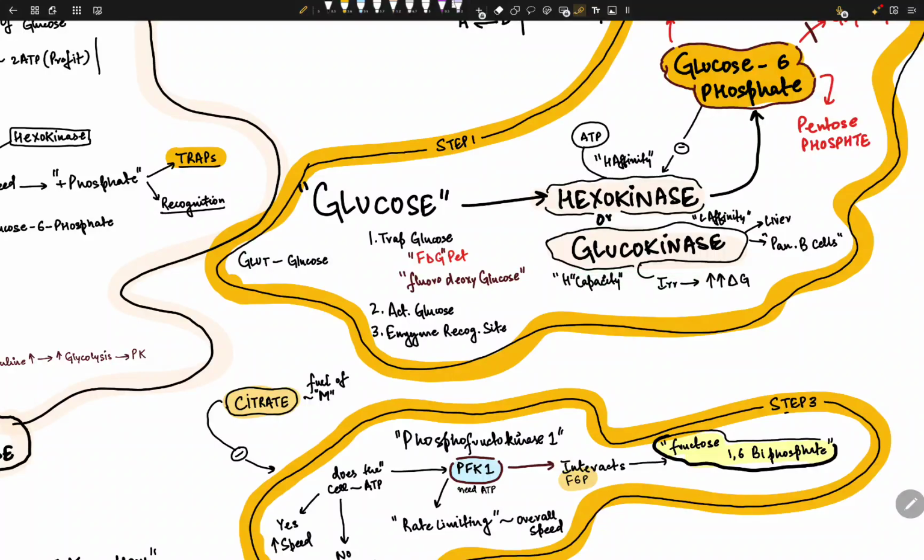So why are we doing this? We are doing this because we want to trap the glucose, we want to activate the glucose, and we want to store the energy. We want to allow the downstream enzymes to recognize it. That's why we need to do that, right?